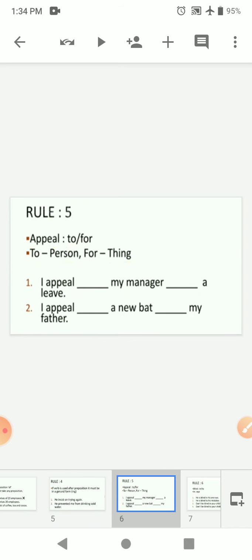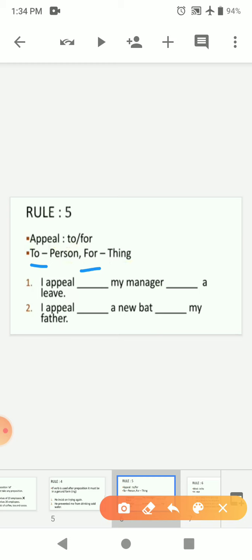Then we have the word appeal. Basically, appeal means to request. Appeal either takes the preposition to or it takes for. So we have to see where it takes to and where it takes for. To is used for a person. For example, if you are appealing to a person, we use to.